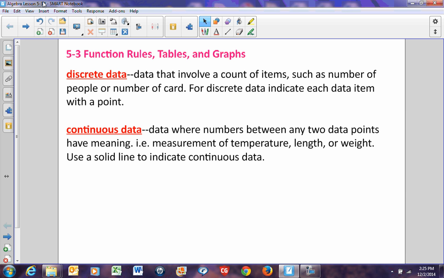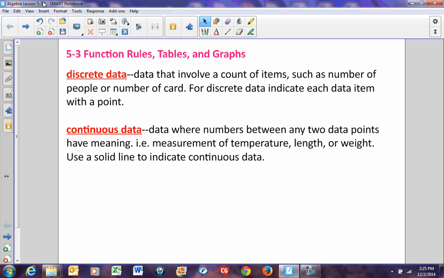In continuous data, it is continuous. It means it continues to go on forever and ever. That is data where numbers between any two data points have meaning. For example, in the measurement of temperature, 76 degrees and 76.2 degrees do have a meaning. Right? For example, if your body temperature is 98.6, you're fine. If it's 99.1, you're running a fever. That may not seem like a huge difference, but it does have high validity in the medical field.